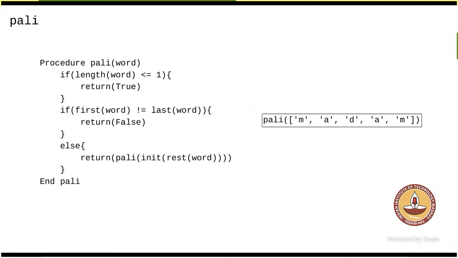Now, let's very quickly go and see how it works. So if I call Pally on Madam, a list of characters, what will be the output of this? Value of ADA. Value of ADA. And then value of D. And it will return true. This will be true, right?